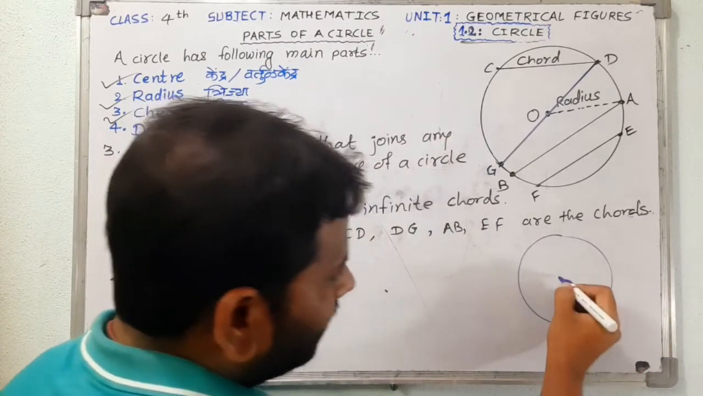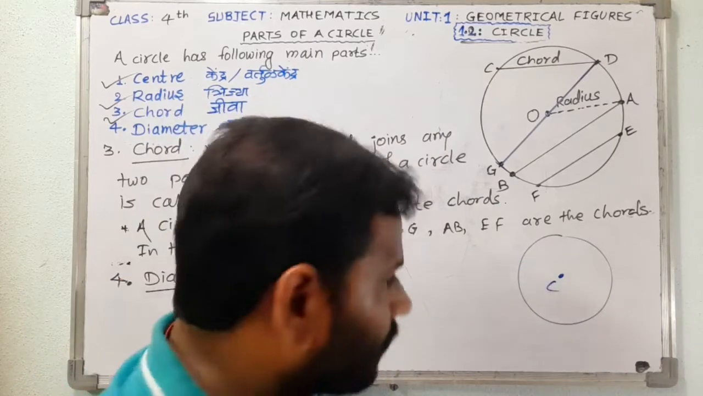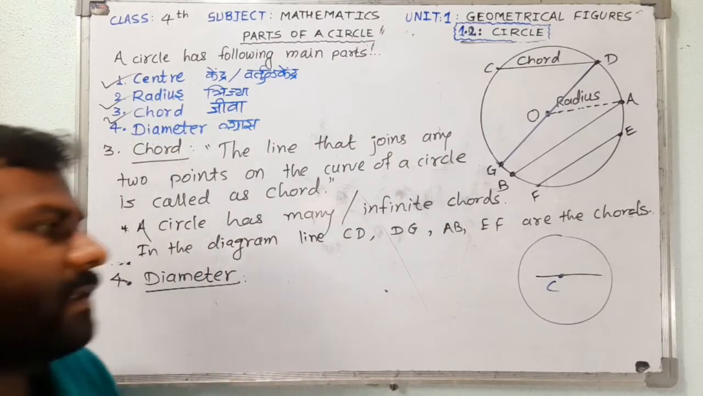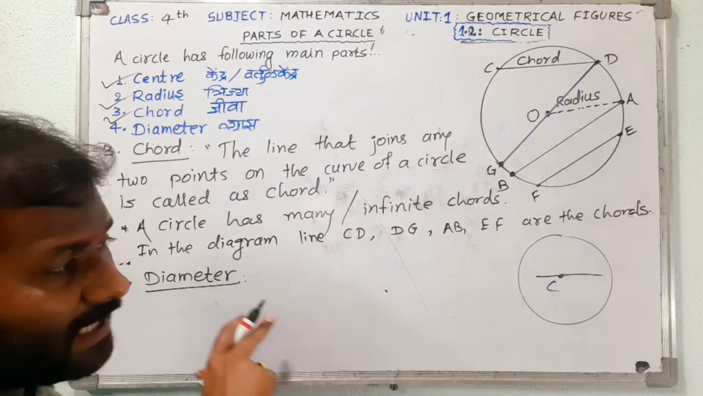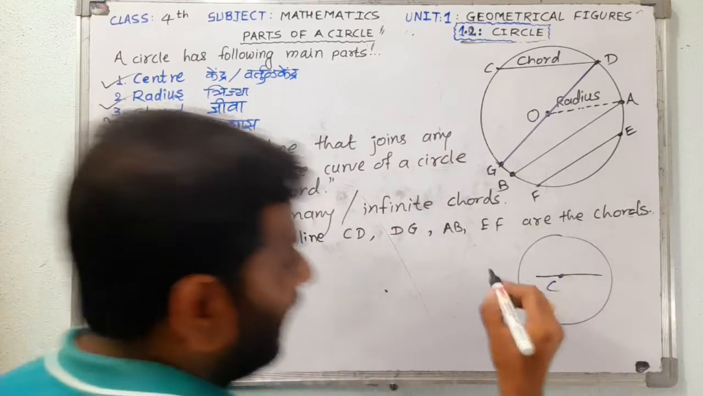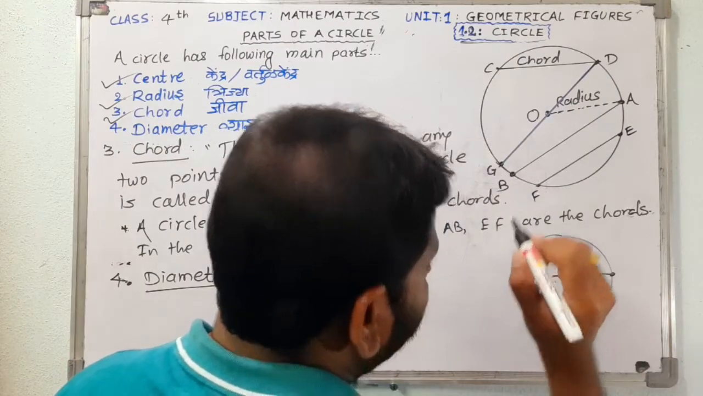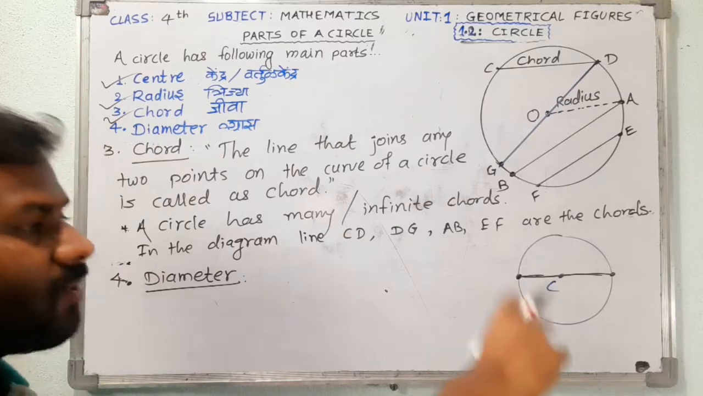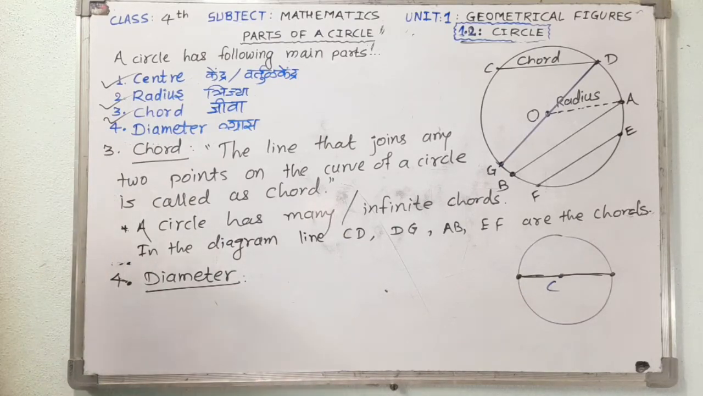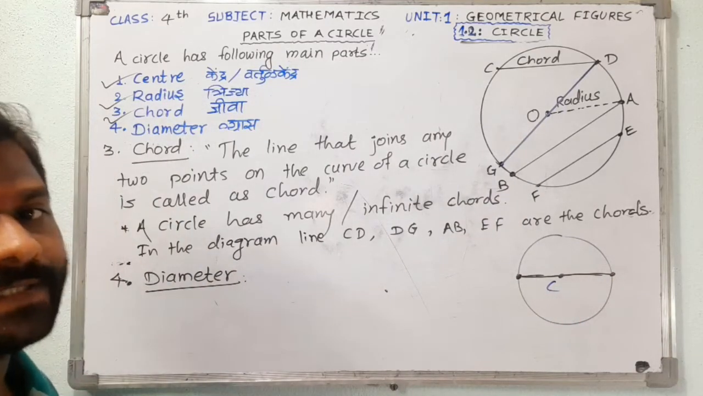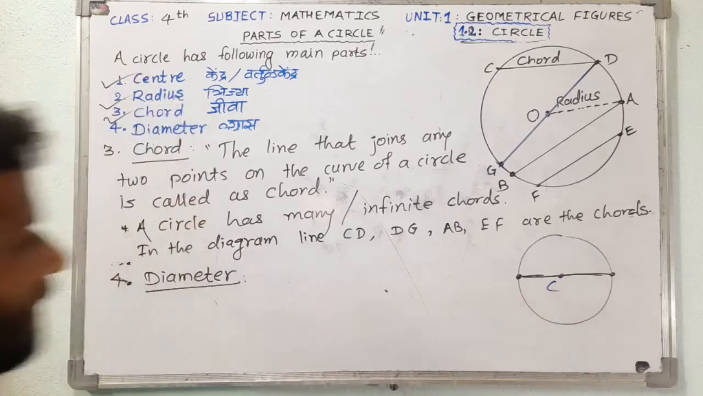Now here I have the circle and this is the center. Now the line that passes through the center, is this a diameter? No. Important is what? The line that passes through the center of a circle and meets two points on the circle, that line is called the diameter. Okay, so the line that passes from the center of a circle and joins 2 points on that circle, that is called the diameter.